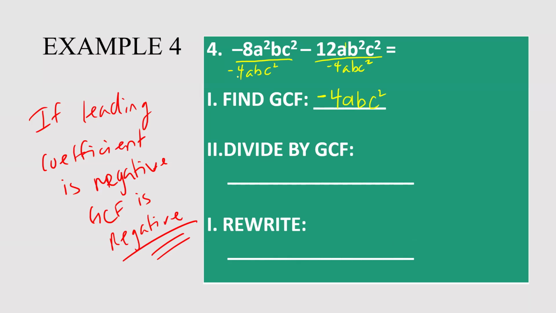A negative divided by a negative is a positive, so we end up with +2. A to the 2 divided by a is just a. B divided by b does what? Cancels out. C squared divided by c squared does what? Cancels out. So the first term is done. Now we're on to our second term. -12 divided by -4 is +3. A divided by a cancels out. B squared divided by b is b. And c squared divided by c squared cancels out.